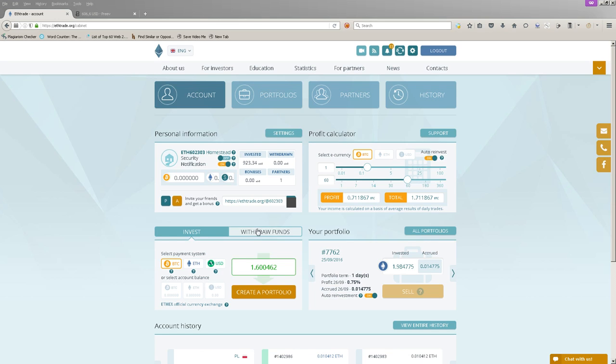What's up guys, today I'm gonna show you how to use the profit calculator at ethtrade.org. For this demonstration I'm gonna use the e-currency called Bitcoin, which is the most common.